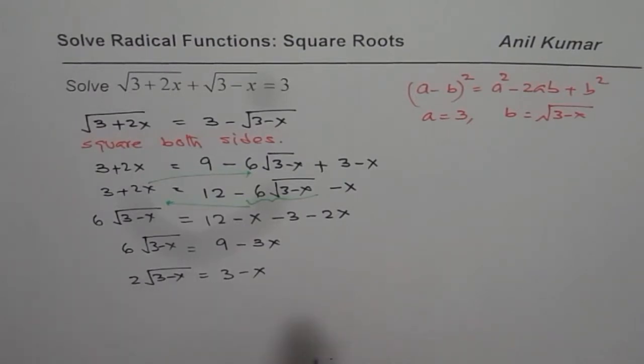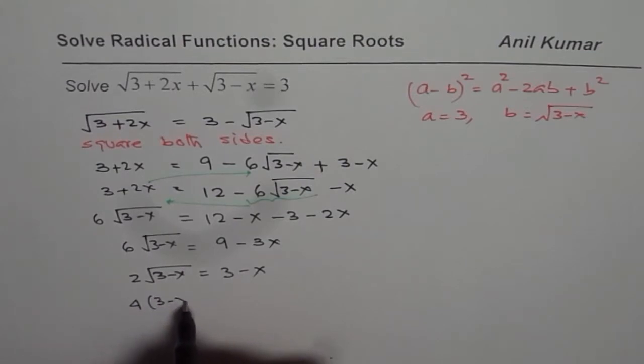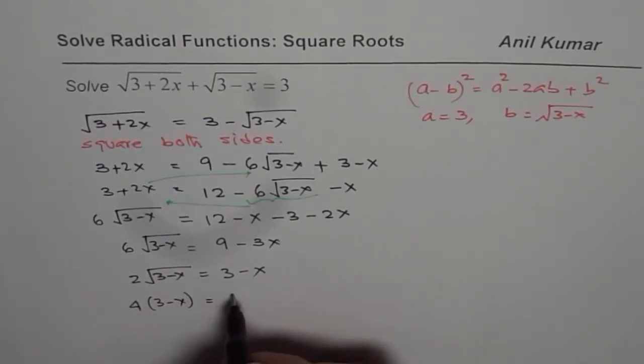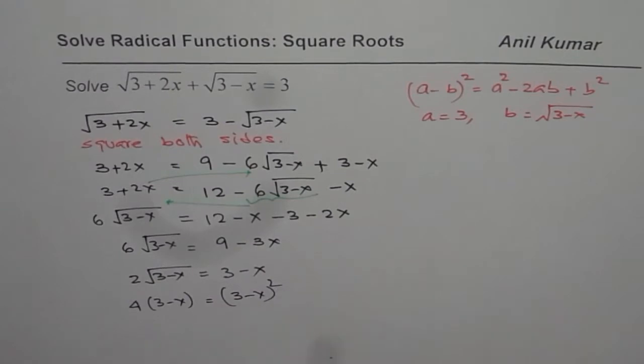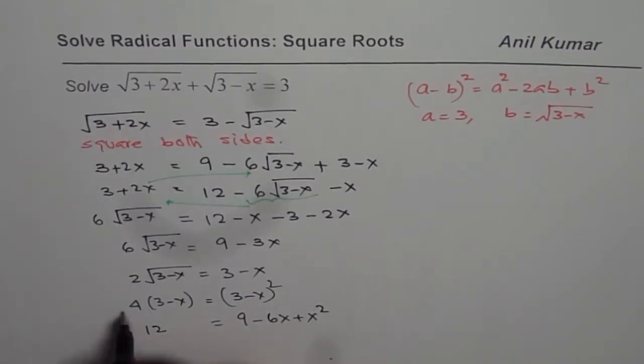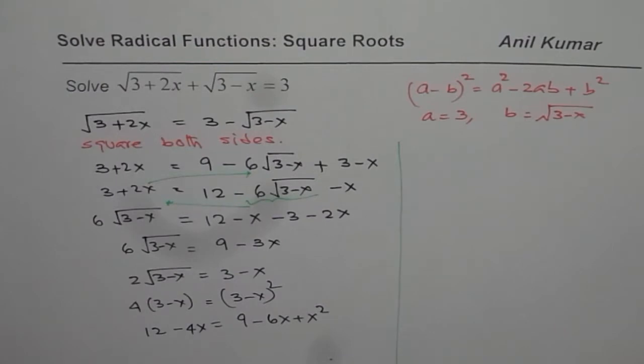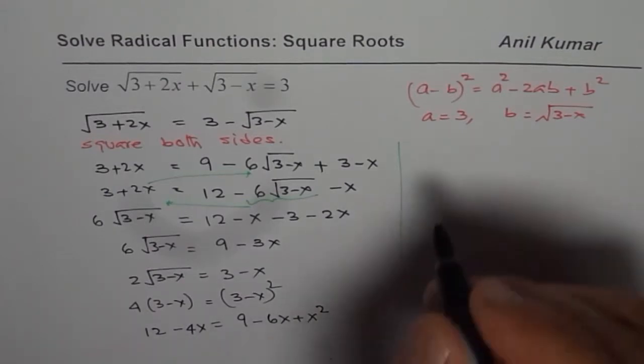So if we square both sides, we get 4 times 3 minus x equals the square of 3 minus x. Now the square of 3 minus x is 9 minus 6x, 2 times this, plus x squared. And here we get 4 times 3, 12, minus 4x. Now let us solve this equation. This is a quadratic equation. Let's bring all the terms to the right side.